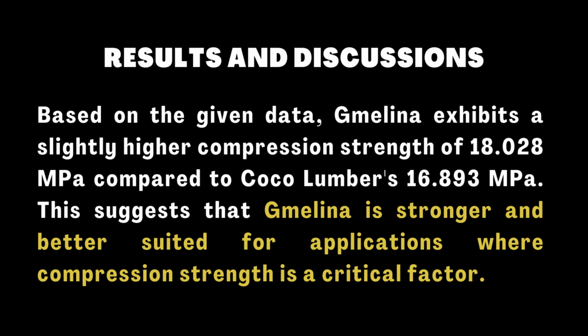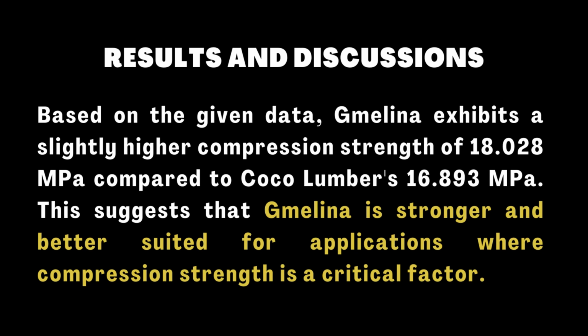Based on the given data, Gmelina exhibits a slightly higher compression strength of 18.028 MPa compared to cocoa lumber's 16.83 MPa. This suggests that Gmelina is stronger and better suited for applications where compression strength is a critical factor.